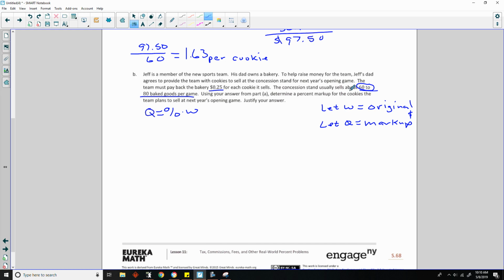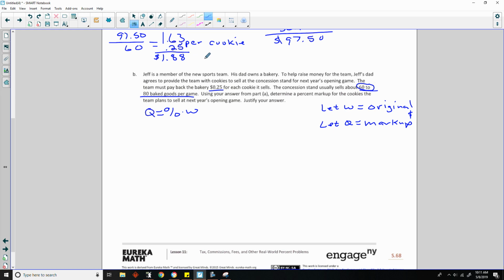Okay, we have to pay back the bakery 25 cents, right? So it says here, the team must pay the bakery back 25 cents for each cookie it sells. So if we need to profit $1.63 and we have to give the bakery 25 cents back, then we add those two values. We will get $1.88. So that'd be $1.88 per cookie.